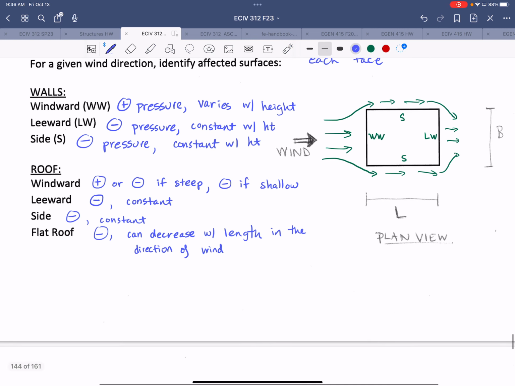So one other thing I want to point out on this sketch before we go on to the next page. In the plan view here, I've noted the dimensions of the building as B and L. So this is specific to wind load determination. Okay, one moment, let me finish this thought here. B is always the dimension perpendicular to the wind, and L is always the dimension parallel to the wind.